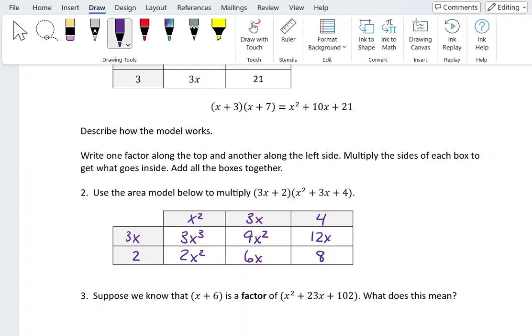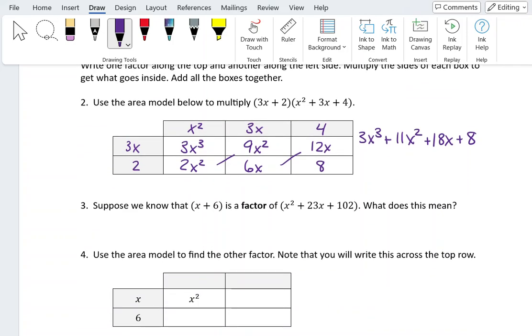And then everything is added together. Note that like terms will commonly appear along diagonals. So that can help us know what should be added together. So we have 3x to the third. We have 2x squared plus 9x squared, which is 11x squared. We have 18x. And plus 8. So that would be my answer.